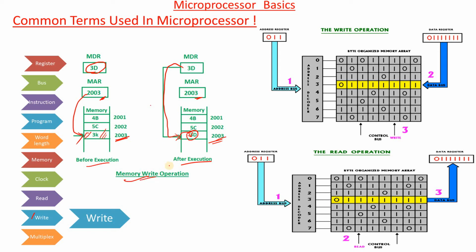This is represented as a memory write operation. Previously, the location data was placed onto the data bus. In this case, now the register data is placed into the memory. So here is the same representation, but a little bit shortcut. The clarity is required here, the write operation and read operation.